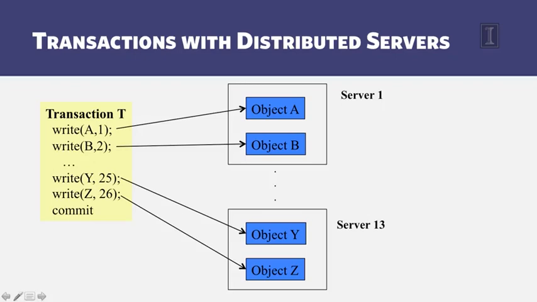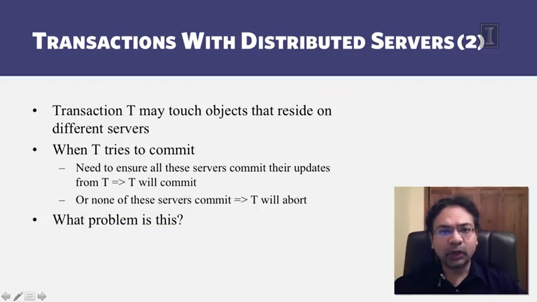When it reaches its commit point, we need to make sure that all of these servers commit. So when T tries to commit, we need to make sure that all the servers commit their updates, in which case the transaction T will commit, or that none of these servers commit their updates to their objects, in which case T will abort. So this is an example of an all or nothing property, which we want to guarantee for the transaction, but we also want to guarantee on the server side in a group of servers with distributed objects.